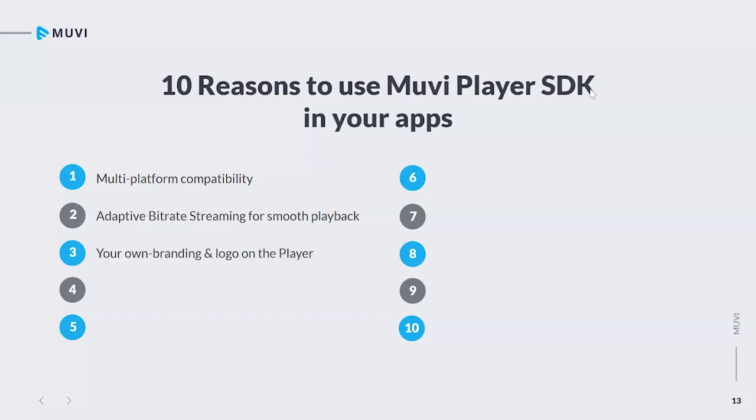And then you can add your own branding and logo on the player. We just showed that I added my own logo right there on the player. Similarly, you can add your own branding, change the color and theme, and make your brand vision appear on top of the player. You can also do that with the Muvi Player SDK.